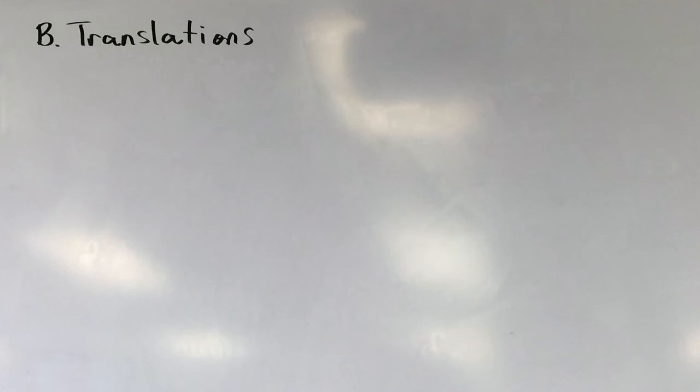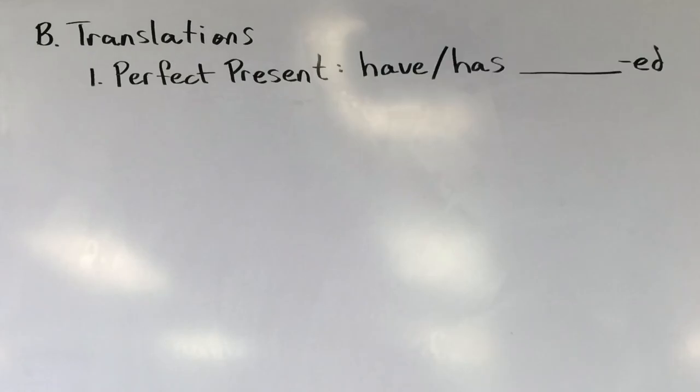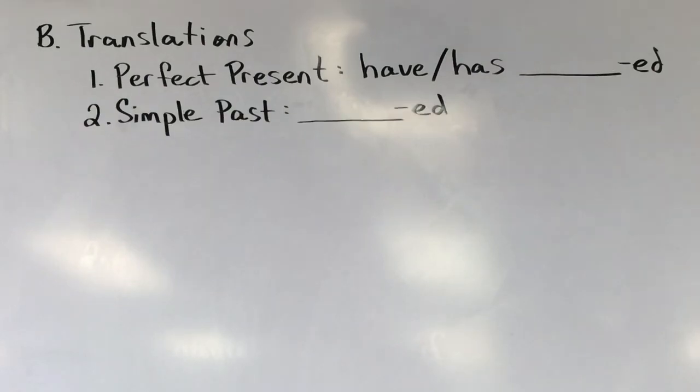Now, for the translations of the perfect tense, we have two possible translations. One is known as the present perfect, which is translated as have or has somethinged, and the simple past, somethinged. Now, it won't necessarily always end in ed, just like our English principal parts didn't, but they will follow the past participle for the present perfect and the past for the simple past.